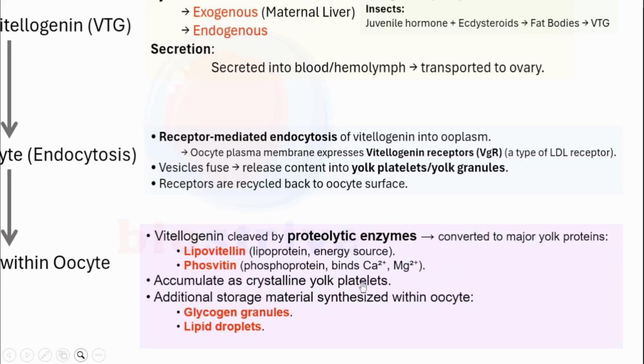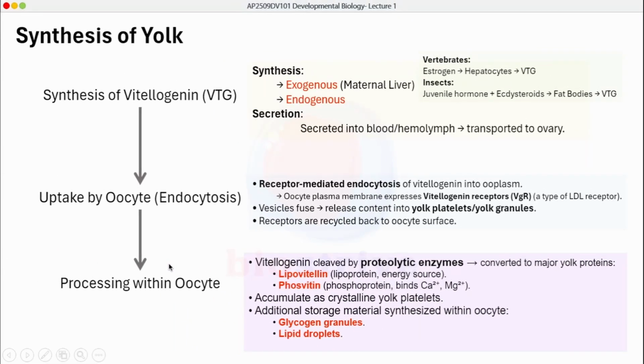The accumulation of crystalline yolk platelets takes place, and depending upon the egg, the distribution may vary, and additional storage material is synthesized within the oocyte, which may include glycogen granules contributed by this endogenous pathway, and some lipid droplets as well. So that's all about synthesis of yolk.